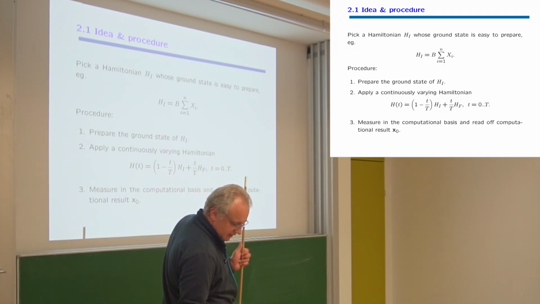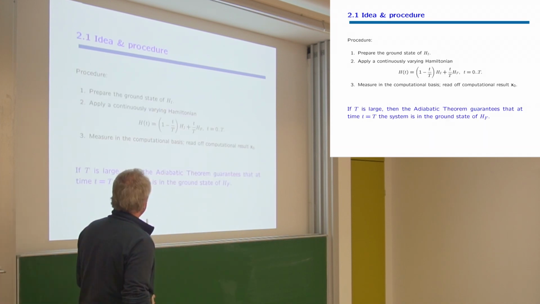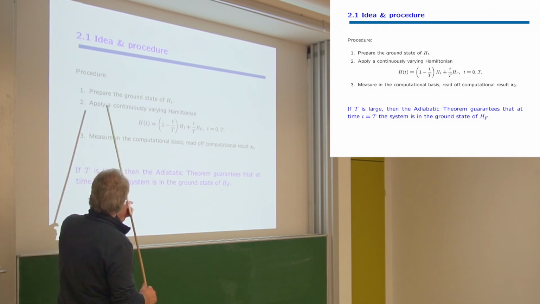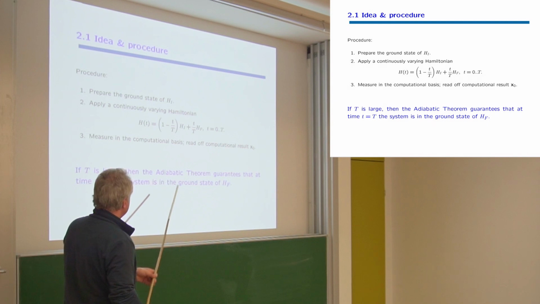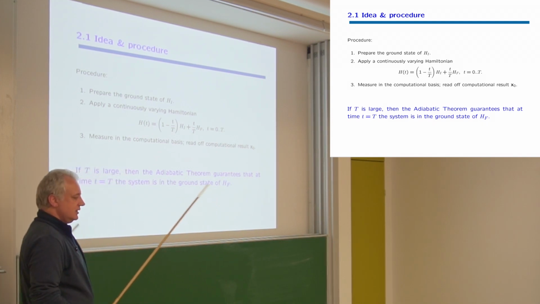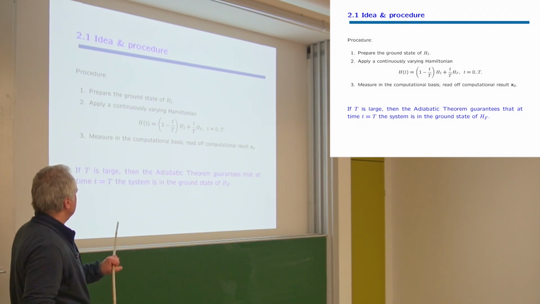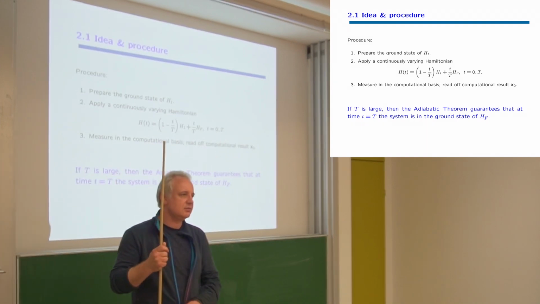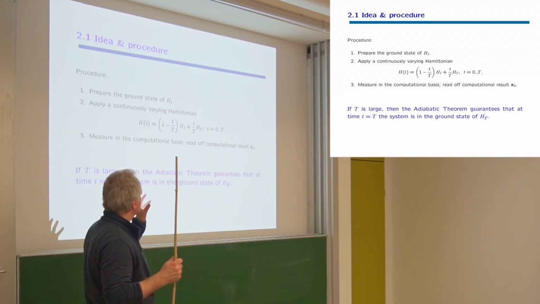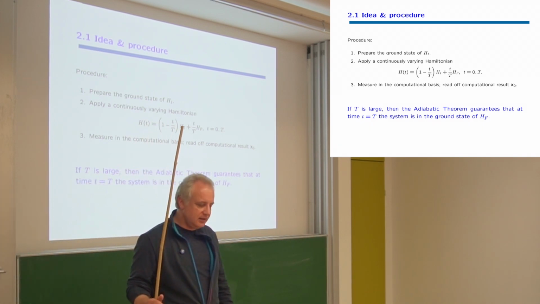So we are using adiabatic evolution to solve a computational problem. Just one comment here. What guarantees the working of this is called the adiabatic theorem, and we'll talk about it a little later. It says that if you're moving slowly, you are staying in the instantaneous ground state. Of course, that state may change because the Hamiltonian changes, but you always stay in the ground state.